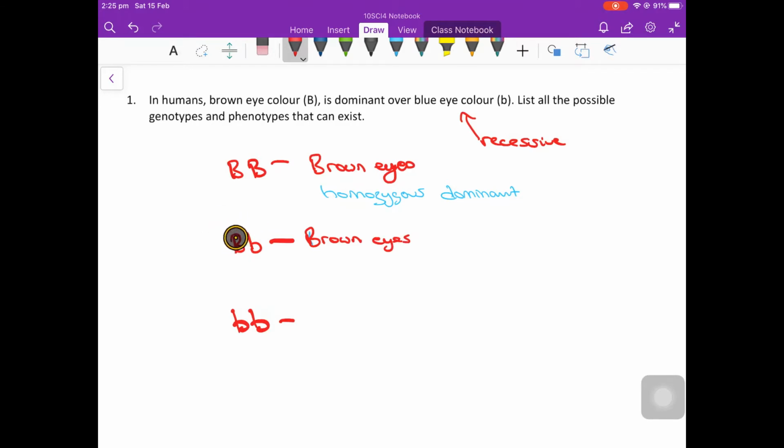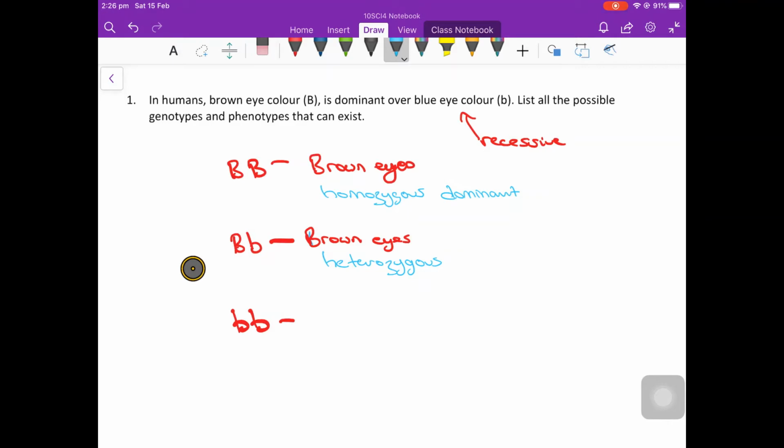And although they have brown eyes, because this allele is dominant over the lowercase allele, it also still means that they carry the genetic information for blue eyes, and that might be passed down in the next generation if this person produces offspring. And we call that, in genetics, heterozygous. And hetero means 2, so there's 2 different alleles present.